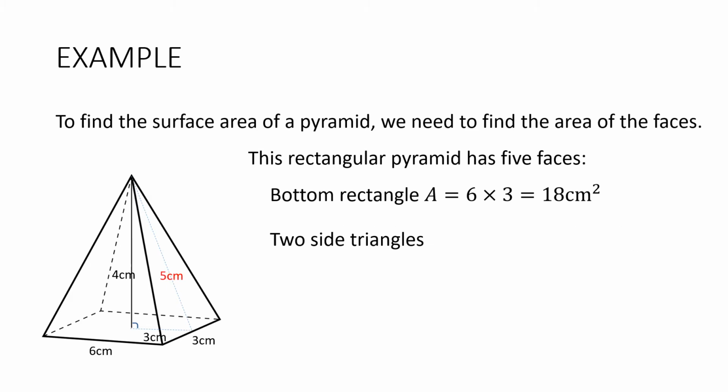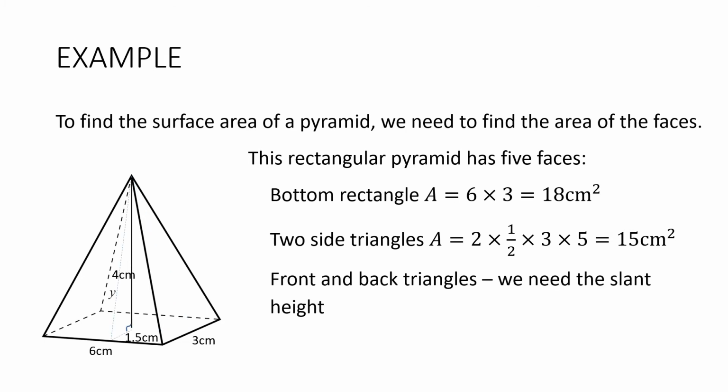And so once we know that that slant height is 5, we can work out the area of these 2 triangles. So this triangle here is going to have an area of a half times 3 times 5, and we want to double it. And working that out, we get 15 centimeters squared. And we need to do it again. So we need to work out the slant height of the front triangle.